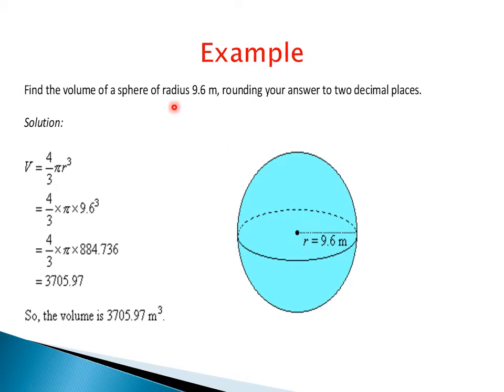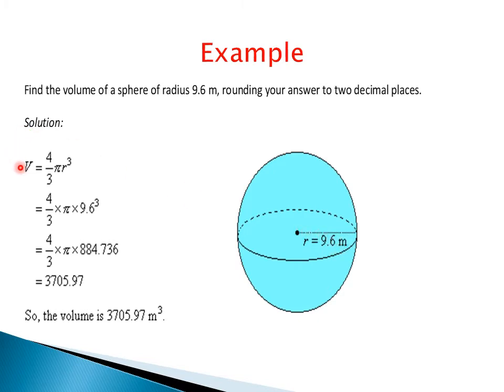Now we have the next example: find the volume of a sphere with radius 9.6 meter, rounding your answer to 2 decimal places. So here this is called a sphere. This is called radius. Radius is given 9.6 meter.